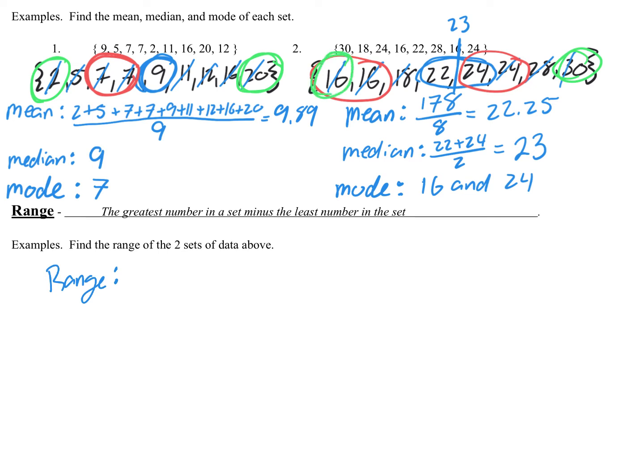Very easy to find. So for the first data set, I'll take 20 minus 2 to give me a range of 18. And for the second data set, we'll take 30 minus 16 to give us a range of 14.